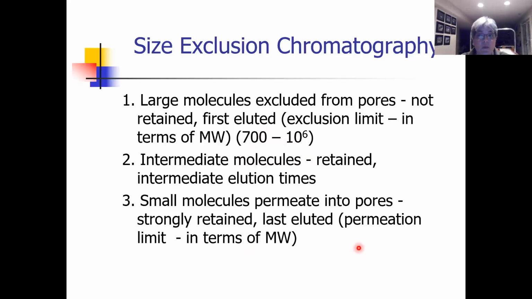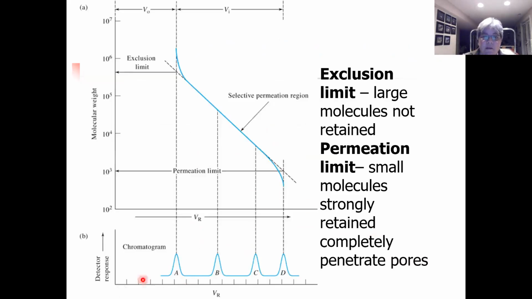They go into all the pores. They're the most strongly retained. They will be the last ones that come out, and we call that the permeation limit. So this is what the chromatogram looks like. Here, the very first peak you get out, that's the exclusion limit, the large molecules that are not retained. Then we have intermediate ones. And the last ones to come out, that's the permeation limit. These are the small molecules, the ones that are completely retained, go into all the pores, last out. So first out, big guys. Last out, small guys.